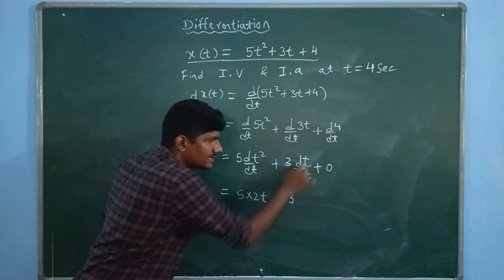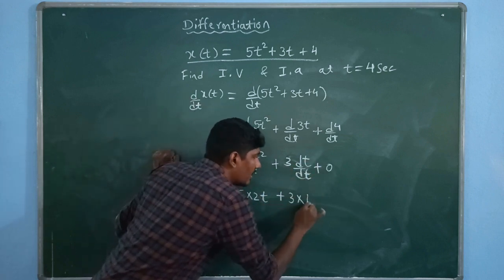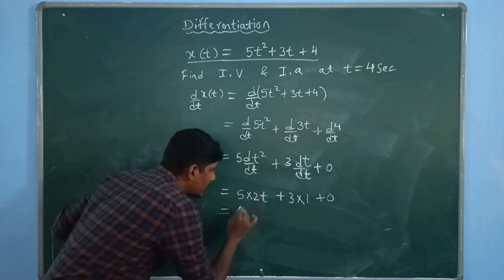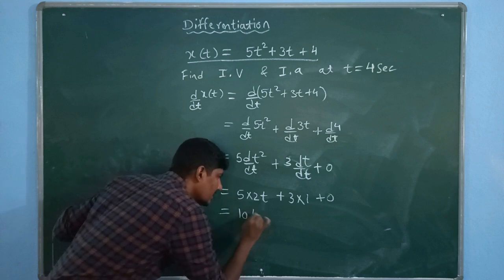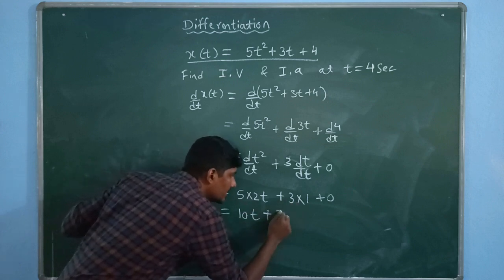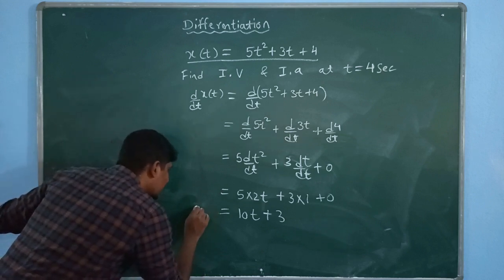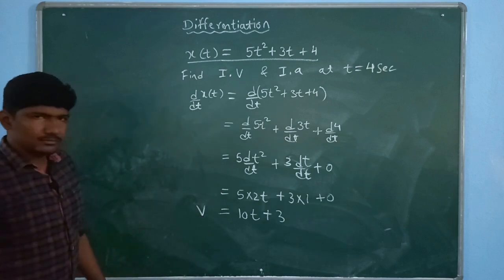Okay, they are the same quantities, so it is 1 plus 0. Finally it is 5 into 2, 10t plus 3 into 1, 3. No need to write plus 0. So this is your instantaneous velocity v.